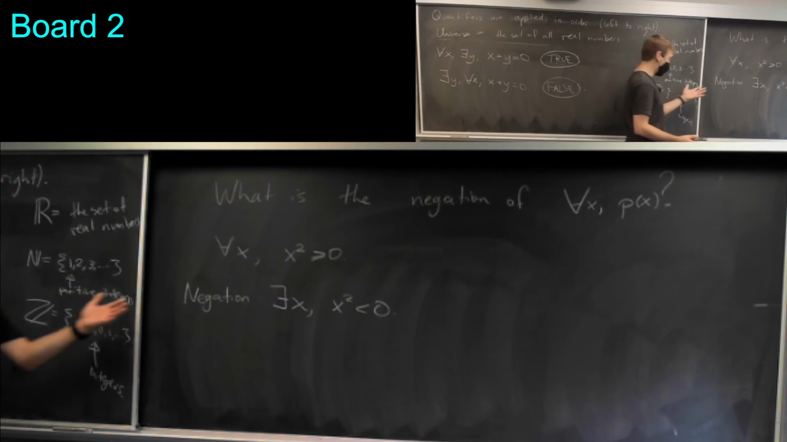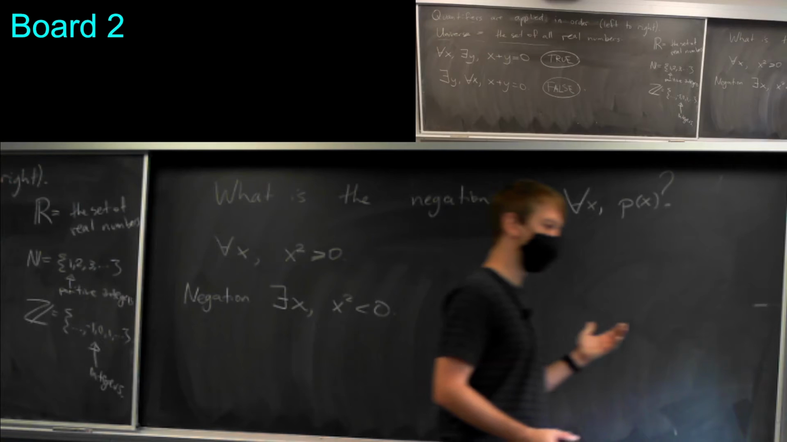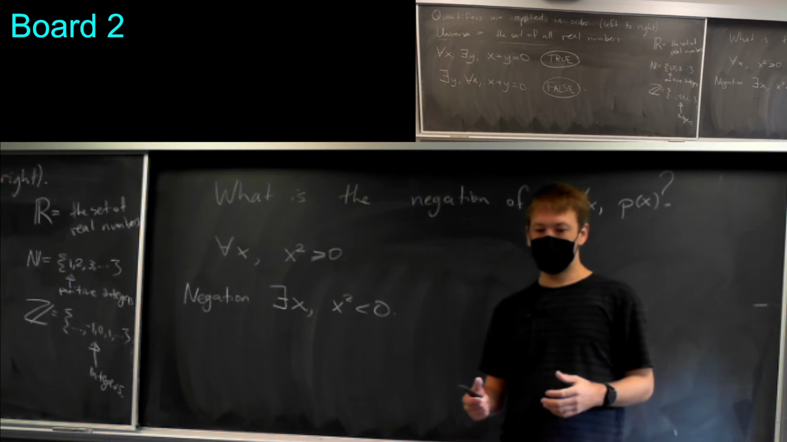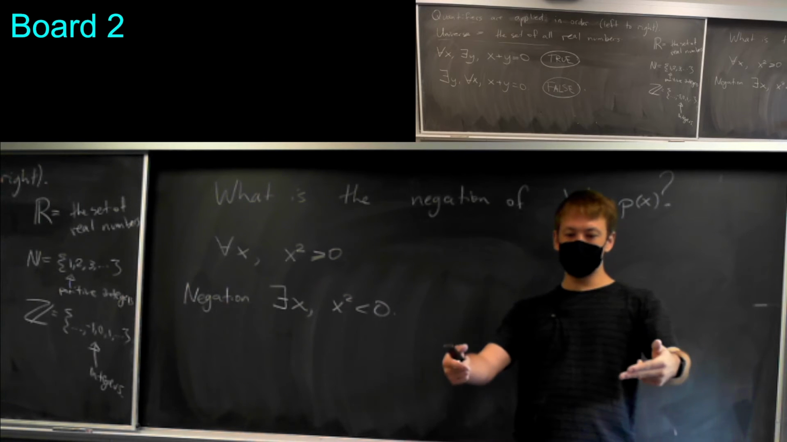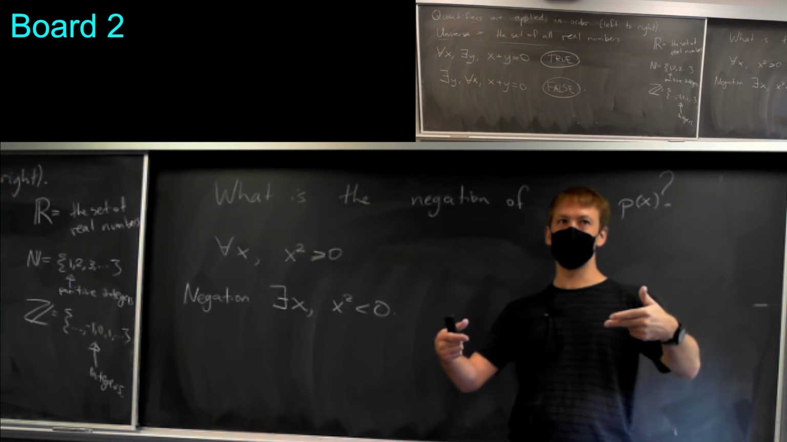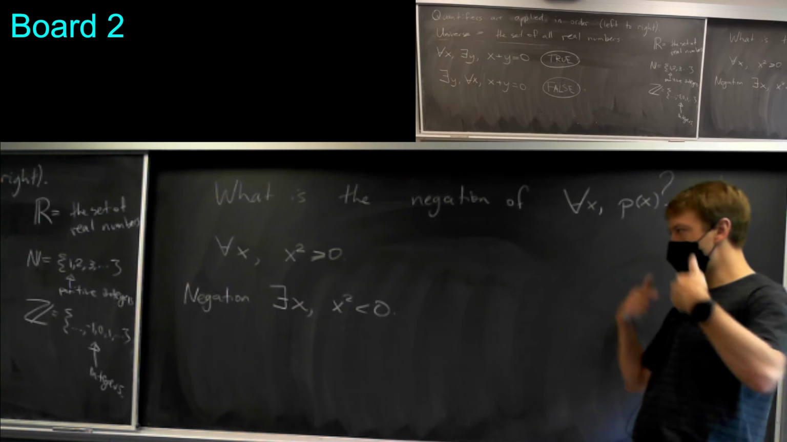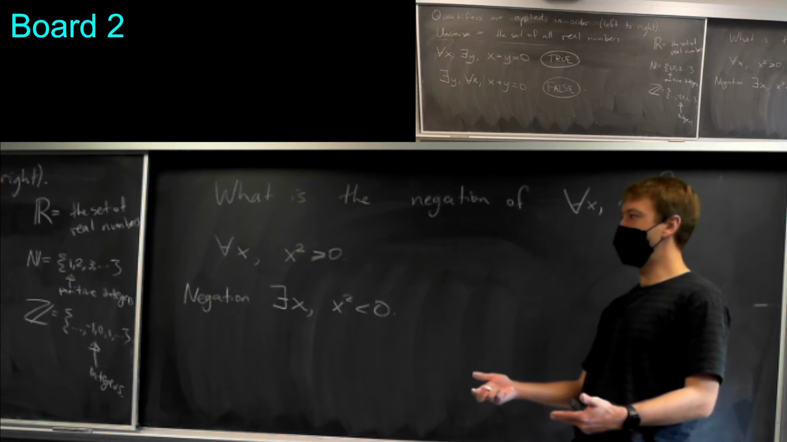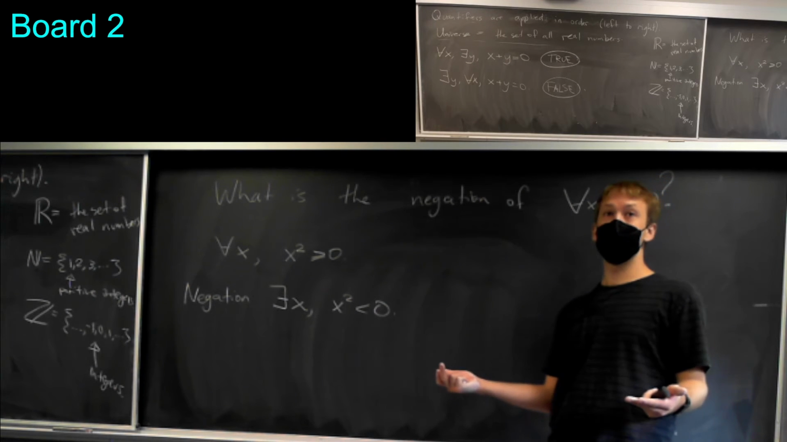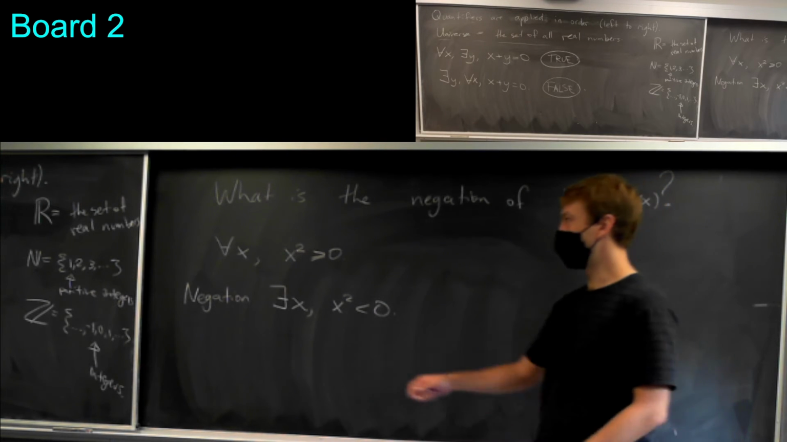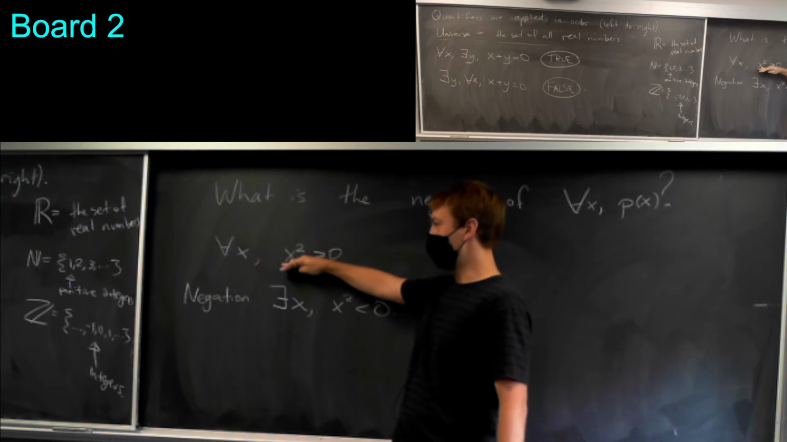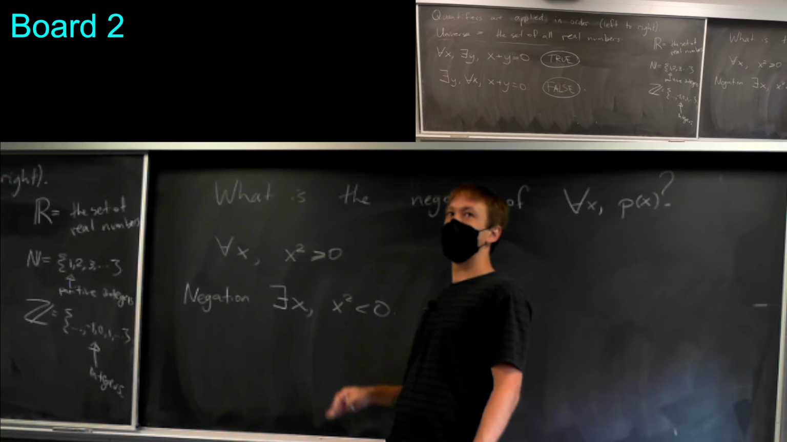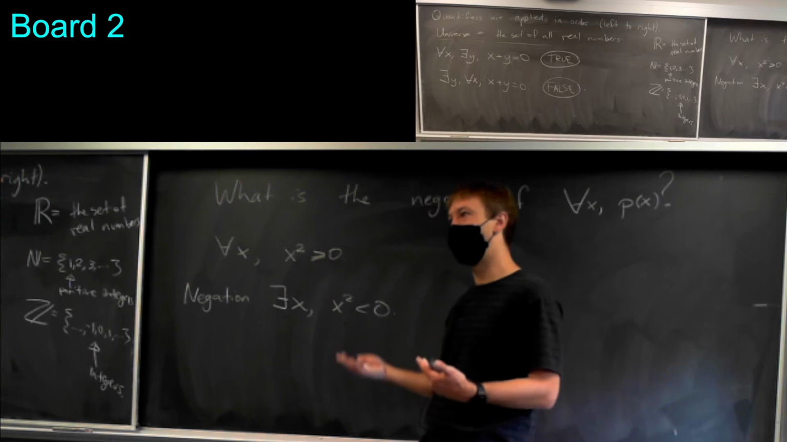Because that's kind of the opposite of the for all statement, right? If I say for all x something happens, the negation should be false whenever that's true and true whenever that's false. So the negation should be the opposite. The opposite of saying that the square is always non-negative is saying that sometimes it's negative. That's the opposite of the for all statement.